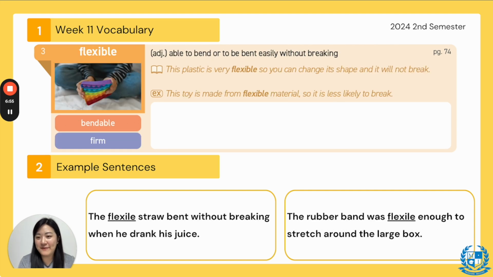Number 3, everyone say flexible. And move with me. Flexible.